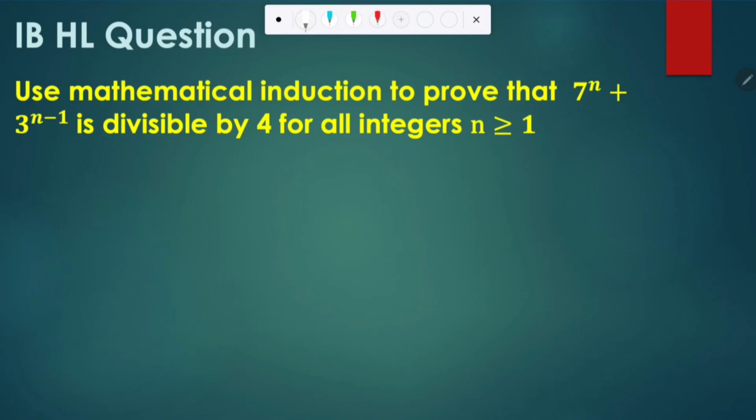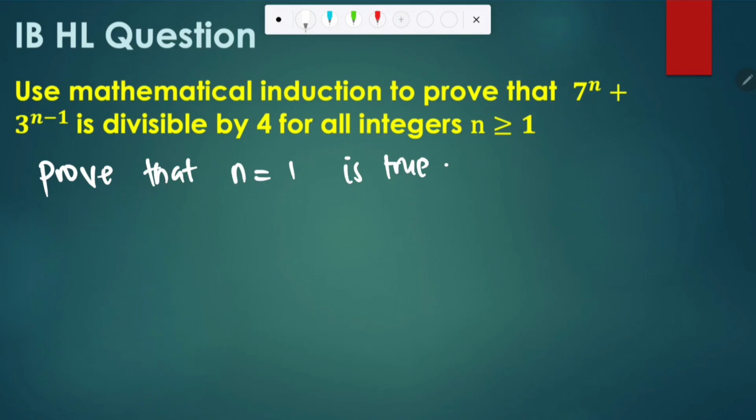It says use mathematical induction to prove that 7 to the power n plus 3 to the power n minus 1 is divisible by 4 for all integers n greater than or equal to 1. Okay, so when you're proving using mathematical induction, there's three things you need to take into consideration. So the first thing would be to prove that n equal to 1 is true. That's step one.